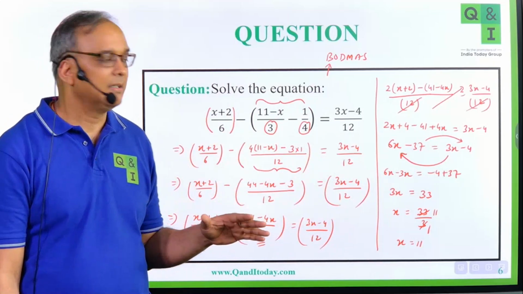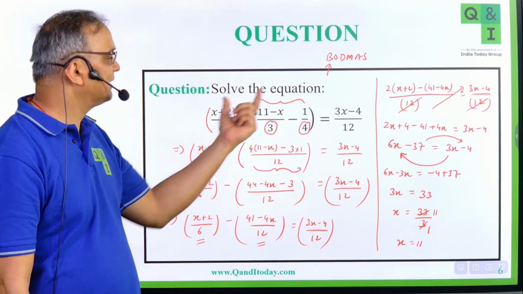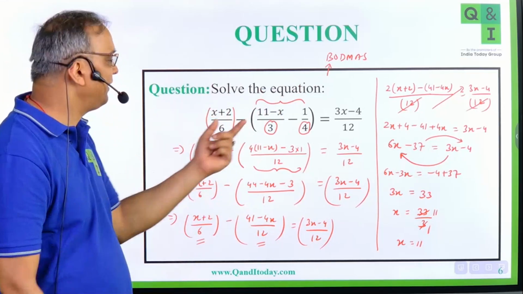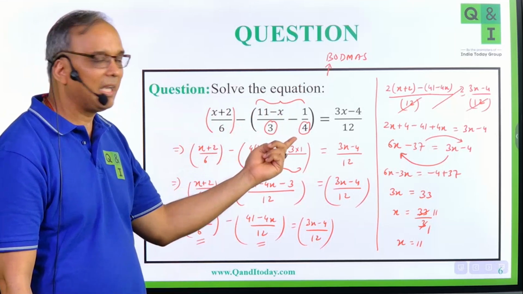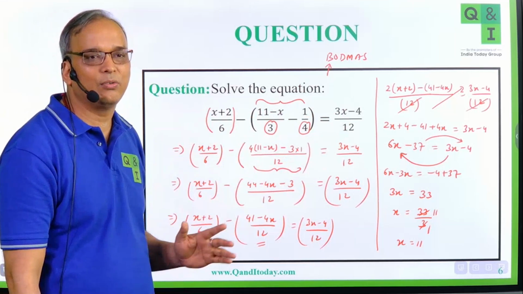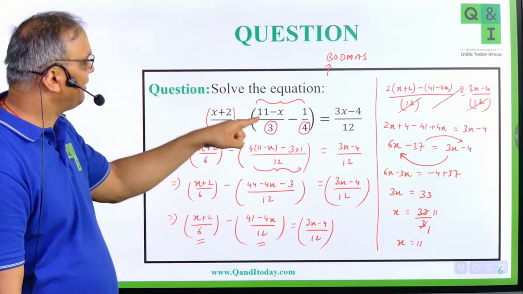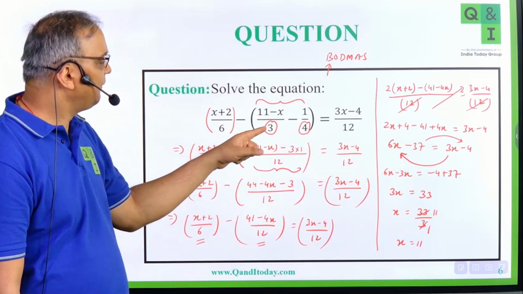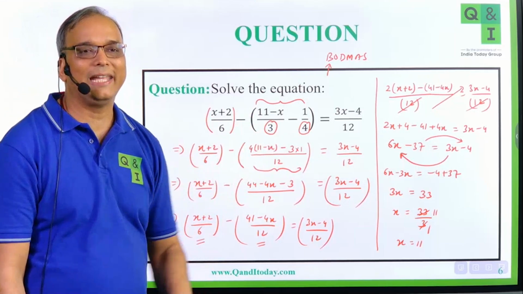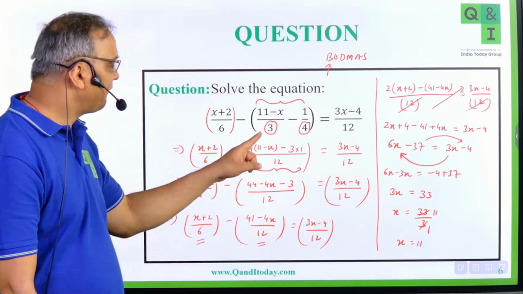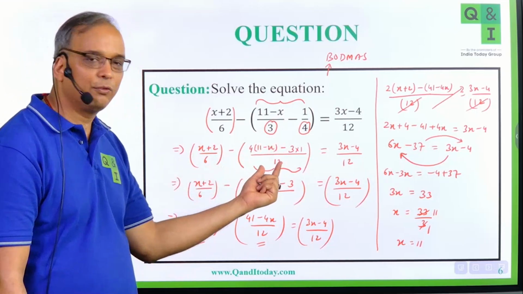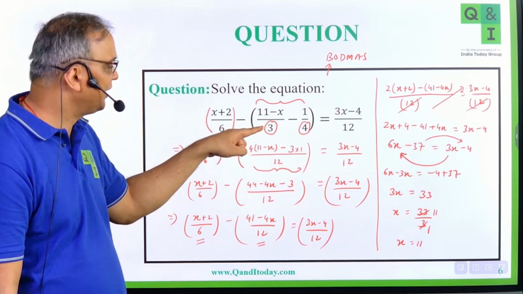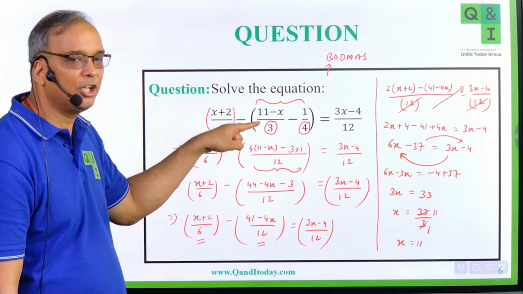Try and understand it. So what we did, students, we had to solve this equation, which was x plus 2 by 6 minus of, inside the bracket, we had 11 minus x by 3 minus 1 by 4, which is equal to 3x minus 4 by 12. So first, because 11 minus x by 3 minus 1 by 4 is inside the bracket, what we'll do is we will find the LCM of 3 and 4, because these are not like terms. The denominators are different. So LCM of 3 and 4 is 12. So to get 12 in the denominator of 11 minus x by 3, we will have to multiply both numerator and denominator by 4.